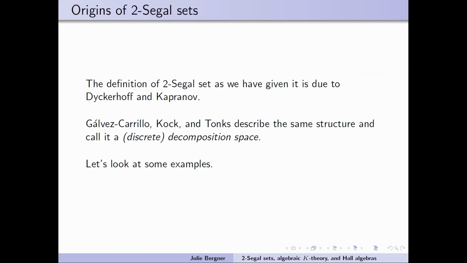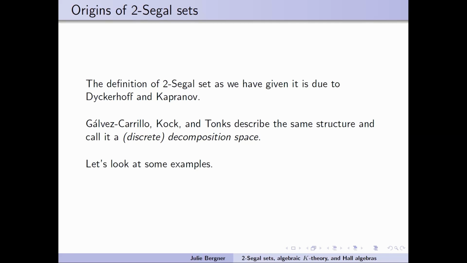All right. So where did this all come from? I've taken the approach here of Dyckerhoff and Kapranov. They're the ones that use the name 2-Segal, that come at it from this notion of triangulations. But the same thing comes up in work of Galvez-Carrillo, Kock and Tonks. They have a different definition. They describe it differently. Well, what we're calling a 2-Segal space, they would call a decomposition space.